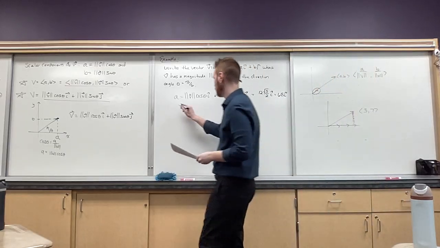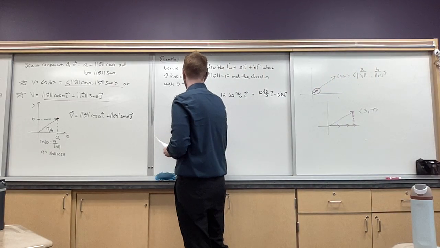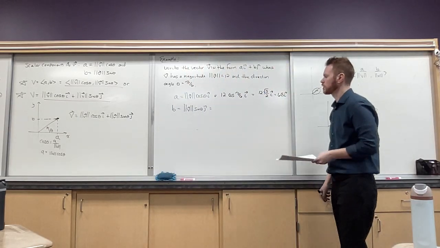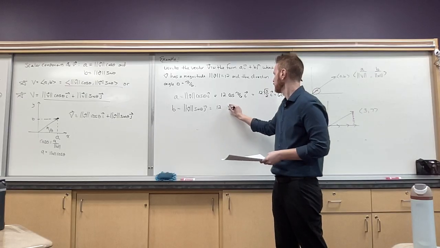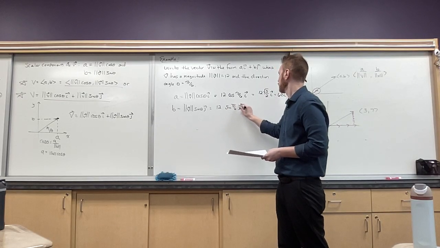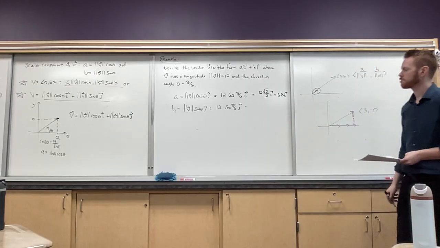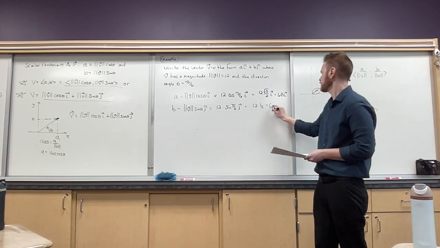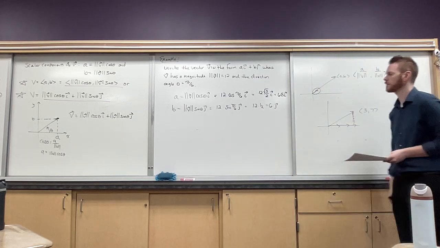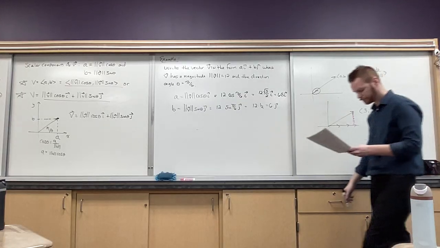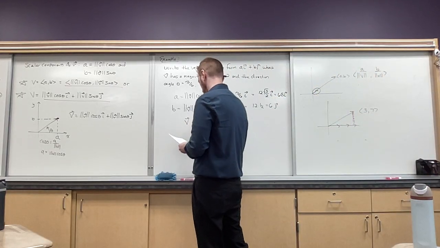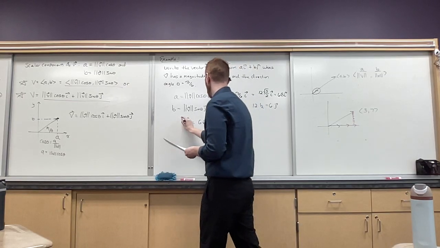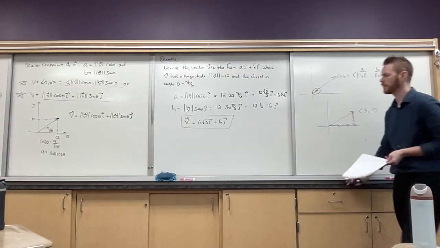Let's repeat it with the y value. So we'll call that b here. Same setup, just with sine. So the length of the vector is 12 times sine of pi over 6. And sine of pi over 6 is a half. So 12 times a half gives me 6. Okay. So putting it all together, we get 6 square root of 3 i plus 6j. So there it is.